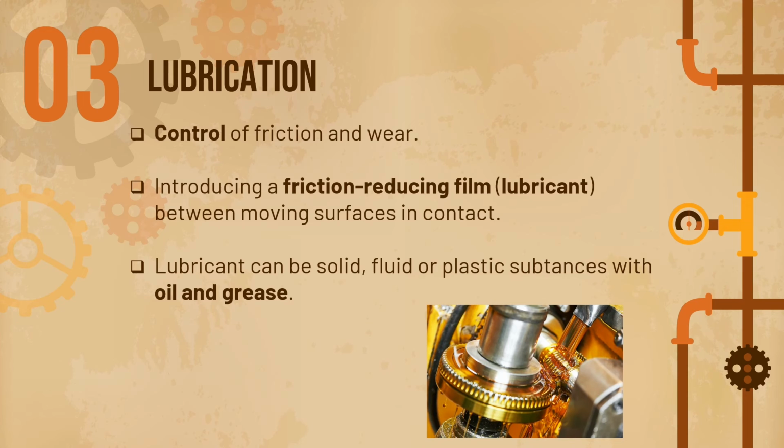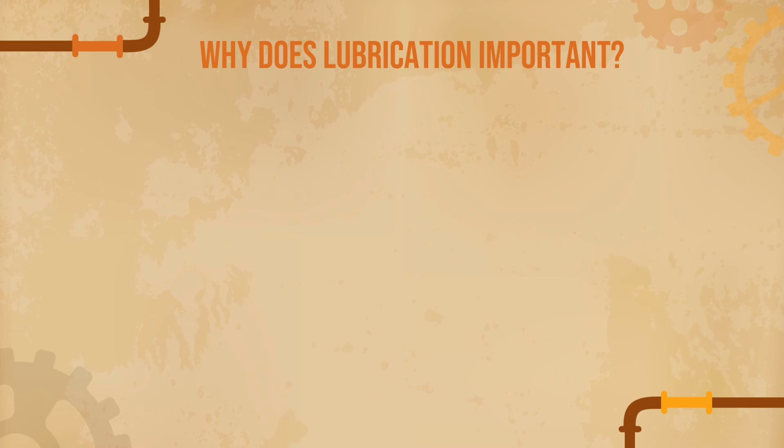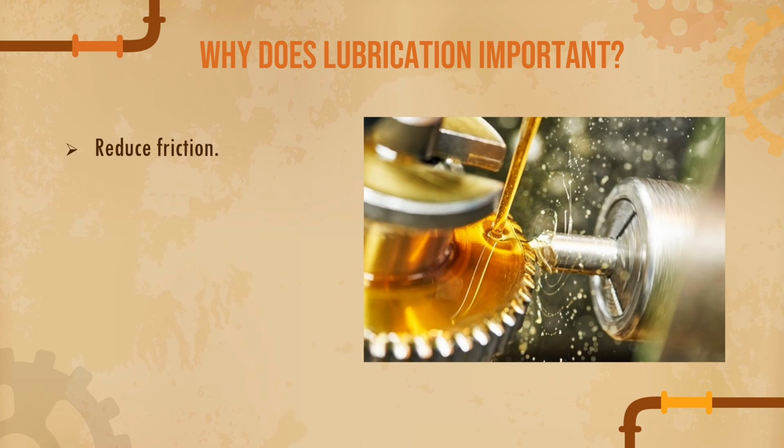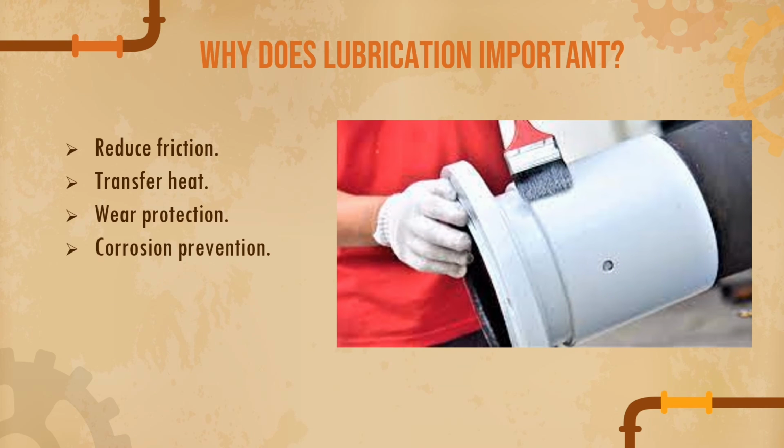Finally, lubrication is the control of friction and wear by introducing a friction-reducing film between the moving surfaces in contact. This film can be a solid, fluid, or plastic substance, with oil and grease being the most common. Lubrication plays an important role in our daily life. It helps to reduce friction, transfer heat, act as wear protection, and prevent corrosion.